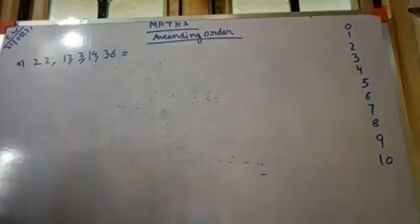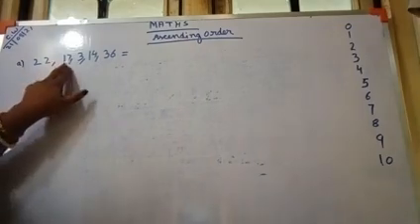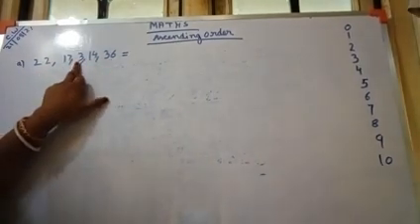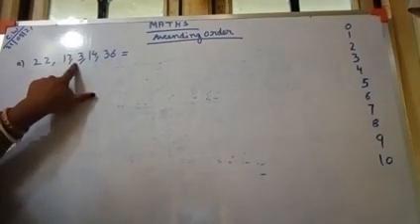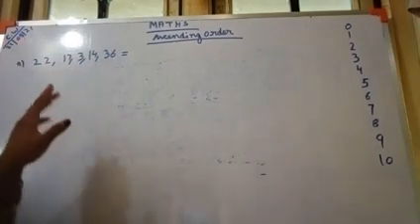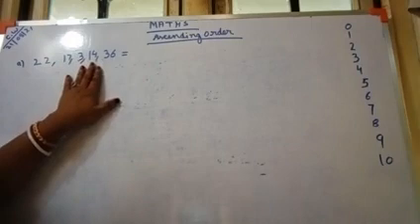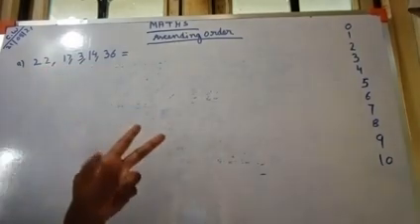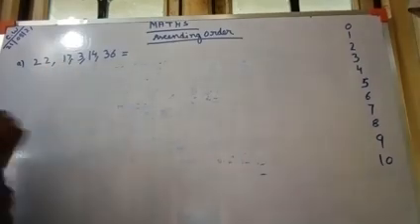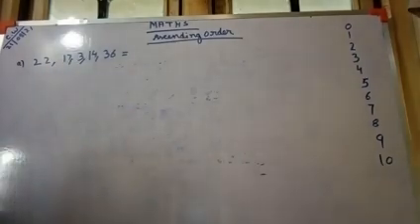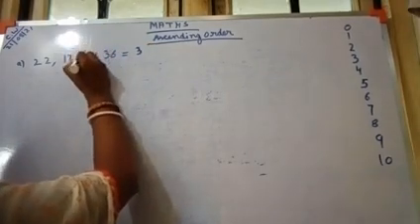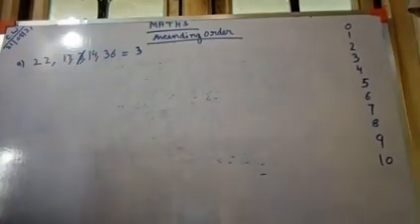Okay, so let's see here: 22, 17, 14, 36. Out of this, 3 is the smallest one. Why? Because 3 is a single digit number and 22, 14, 36, 17 all are 2 digit numbers. Only 3 is a 1 digit number. So children, write it here, 3, because we are going from smaller number to bigger number.